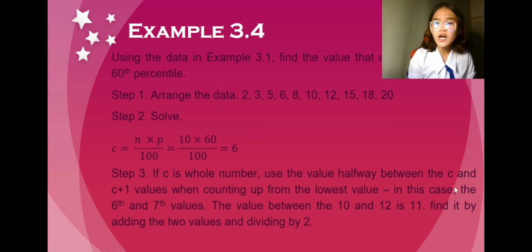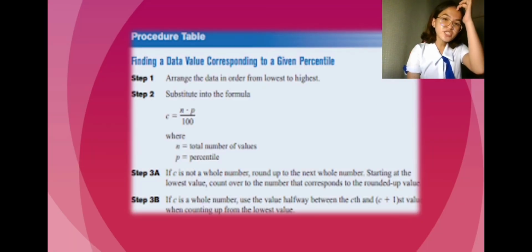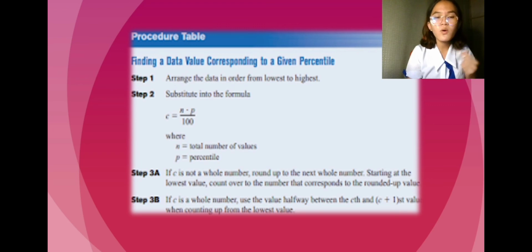So in this case, no, the 6th and 7th value. So asa man ang 6th and 7th value ani, class? 1, 2, 3, 4, 5, 6, 7. So atong 6th and 7th value is 10 and 12. So the value between the 10 and 12 is 11. Kay ang 10 atong gi-plus sa 12 and atong gi-divide og 2, and muna siyang 11. Gets ra, class? So muna siya ang procedure, basta magkuha ta sa data value.